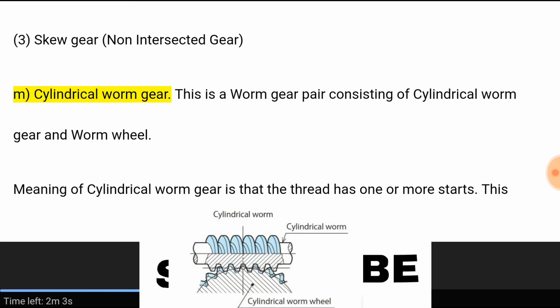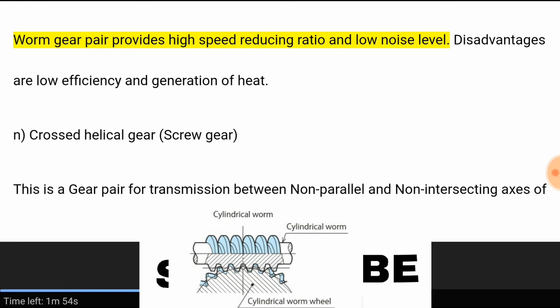M. Cylindrical worm gear. This is a worm gear pair consisting of cylindrical worm gear and worm wheel. Cylindrical worm gear means that the thread has one or more starts. This worm gear pair provides high speed reducing ratio and low noise level. Disadvantages are low efficiency and generation of heat.